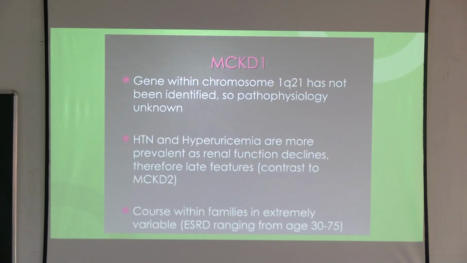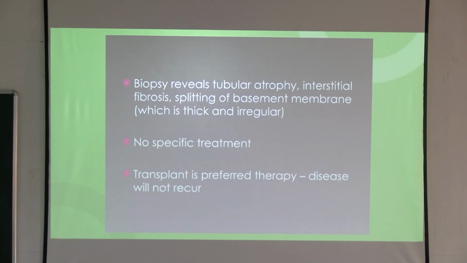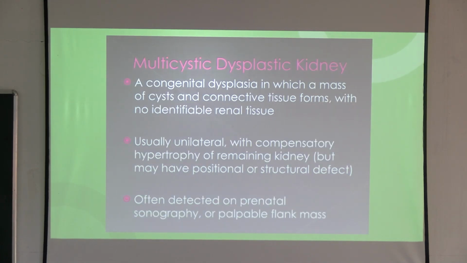MCKD1 medullary cystic kidney disease 1, gene on chromosome 1, hypertension and hyperuricemia, no specific treatment, gold standard is biopsy. এই দেখ multicystic dysplastic kidney, এটা খুব ইম্পর্টেন্ট, শর্ট নোট আসে, congenital disease, only multiple variable number of cysts attached with connective tissue, no identifiable renal tissue, most important finding in antenatal screening.